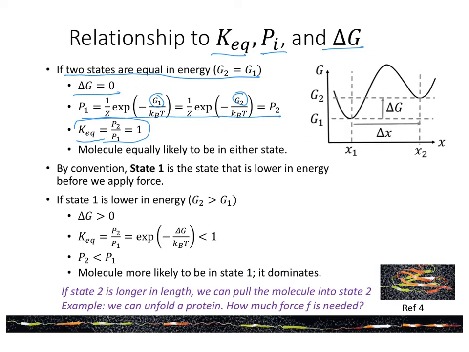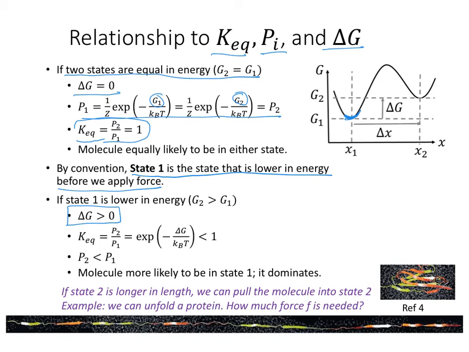And we will use this again later when we talk about the effects of force. Now, by convention, we have defined state 1 as the state that's lower in energy before we apply force. And so we see that drawing here. State 1 is here. Whichever one is longer, state 1 or state 2, doesn't matter, but we'll define the one that's lower in energy as state 1. So because it's lower in energy, by definition, delta G without force is greater than 0.